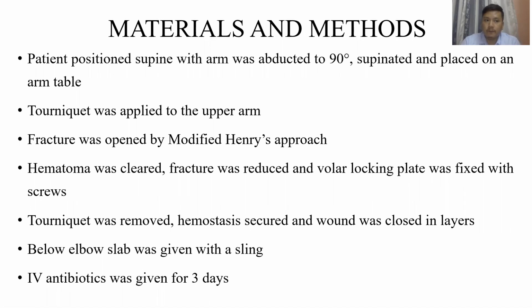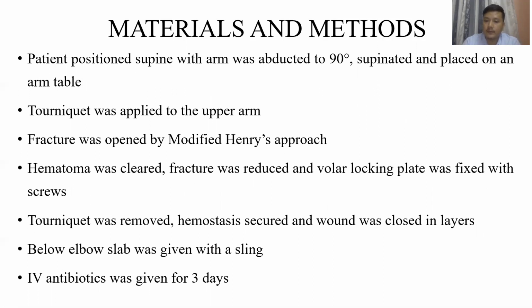In the surgical procedure, the patient was positioned supine with the arm abducted at 90 degrees, supinated and placed on an arm table. A tourniquet was applied on the upper arm. The fracture was opened by the modified Henry's approach. Hematoma was cleared, the fracture was reduced, and a volar locking plate was fixed with screws. The tourniquet was removed, hemostasis was secured, and the wound was closed in layers.